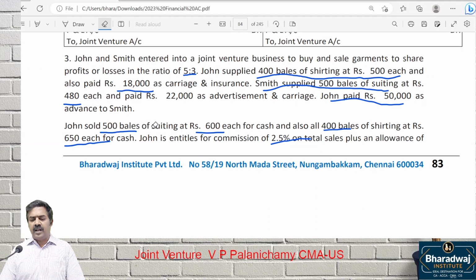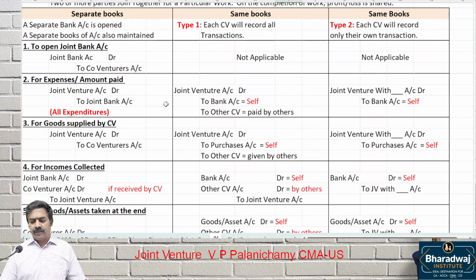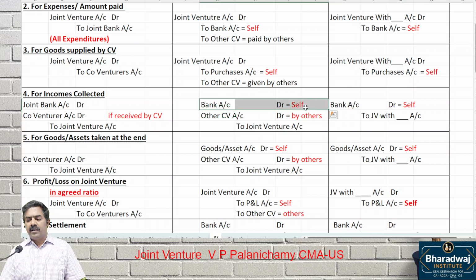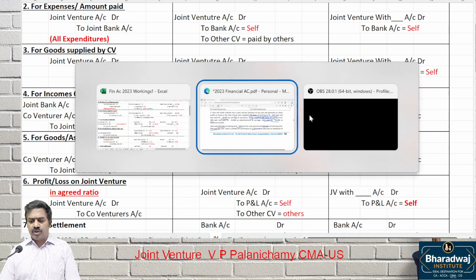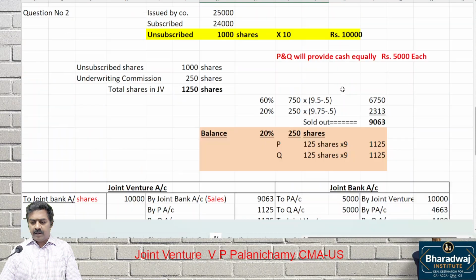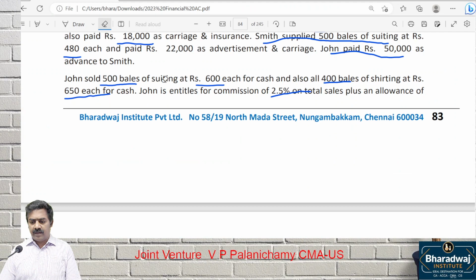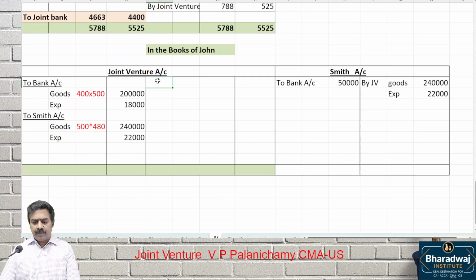John sold 500 bales of shirting at 600 and he also sold how much? 400 bales of shirting at 650 each. Are we selling or is the other party selling? If we sell, what is the entry? Bank account debit to joint venture. If the other party is selling, the other co-venturer account debit to what? Joint venture. So how will this be posted? By bank. Is John selling or Smith selling? John sold. So it will come as by bank account.